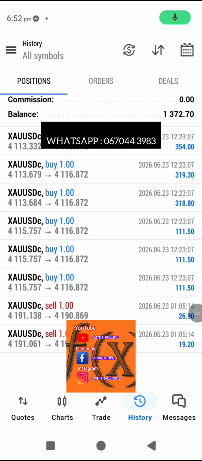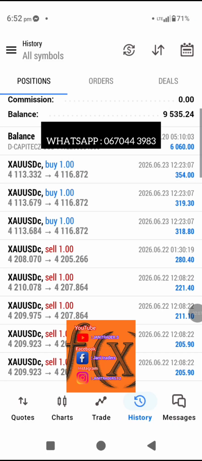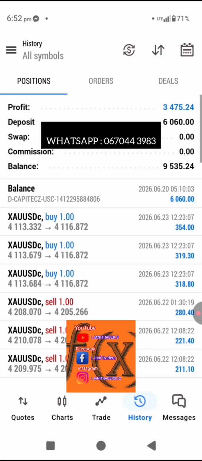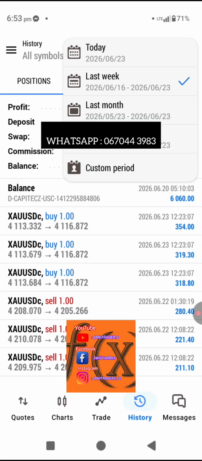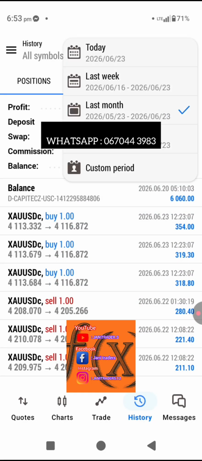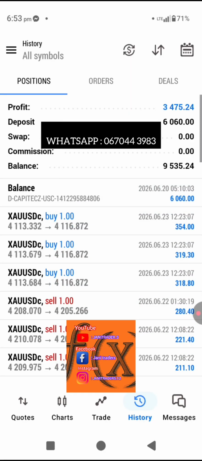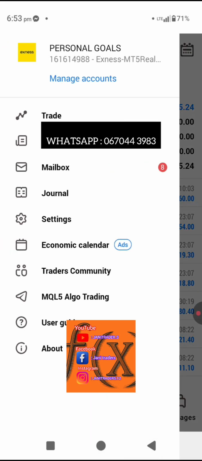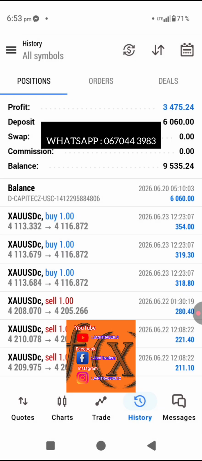So this is the first account, guys. Let me do it like this so that you can see the whole process. This is the first account with no loss since I started using this. I can even go to last month. You will see I started using this indicator recently. As you can see, we were able to make a profit of 3,475. This is a real account, guys. So if you're interested in getting this, know that you're going to make this kind of profit.